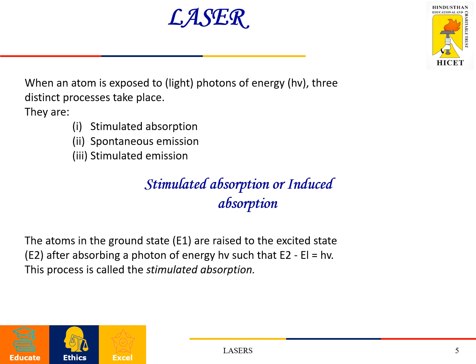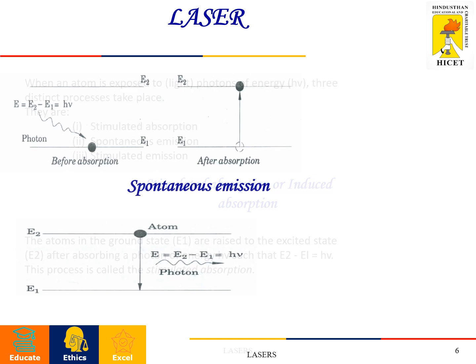First, stimulated absorption or induced absorption. The atoms in the ground state E1 are raised to the excited state E2 after absorbing a photon of energy h nu, such that E2 minus E1 equals h nu. This process is called stimulated absorption. In the diagram, an atom in the ground state E1 is stimulated by a photon of energy h nu to rise to the excited state E2. This is the second diagram, after absorption.